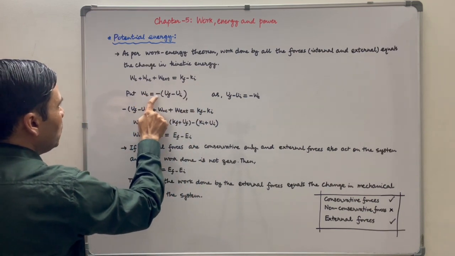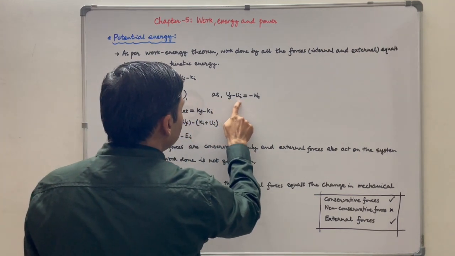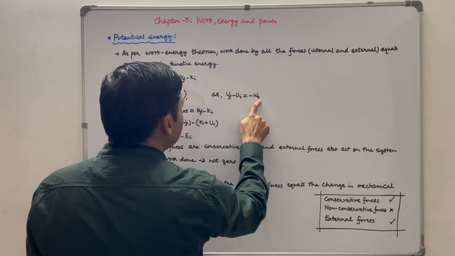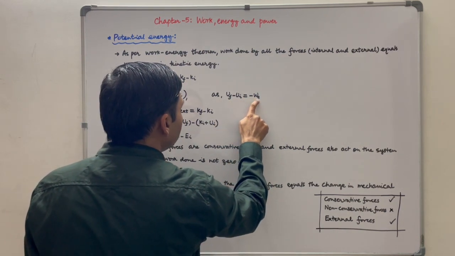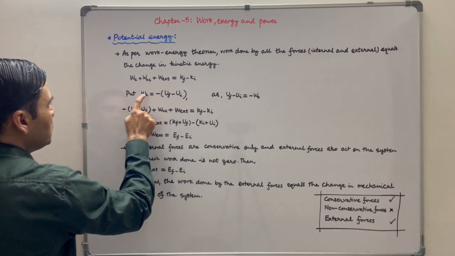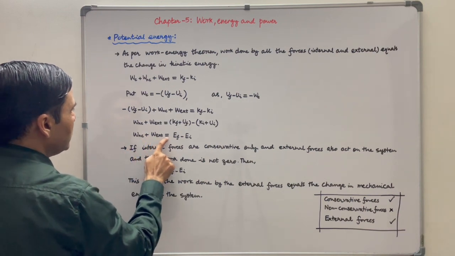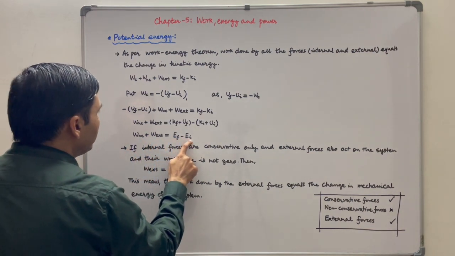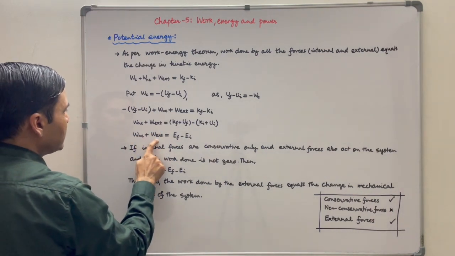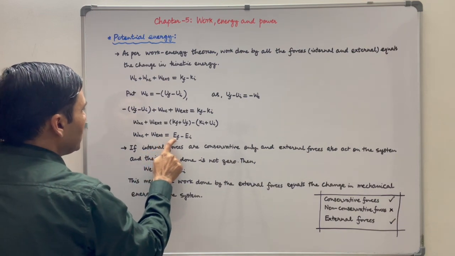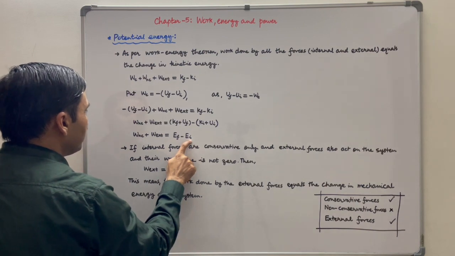Put Wc is equal to minus (Uf minus Ui). We know that Uf minus Ui is equal to minus Wc. Change in potential energy of the system is equal to negative of work done by conservative forces. So putting this value of Wc in this equation, we get Wnc plus W external is equal to Ef minus Ei. That means work done by non-conservative forces plus work done by external forces is equal to final mechanical energy of the system minus initial mechanical energy of the system.